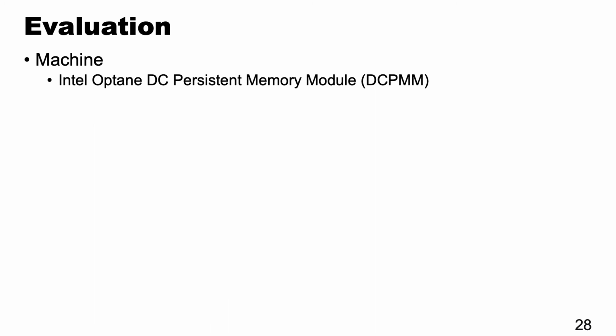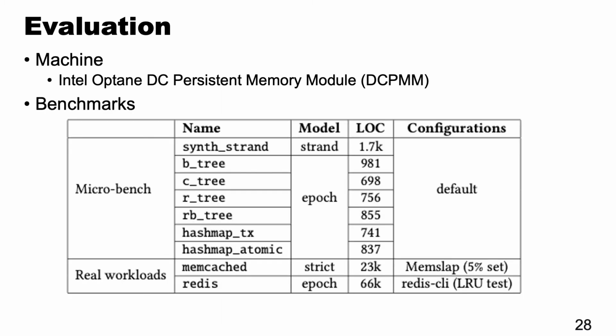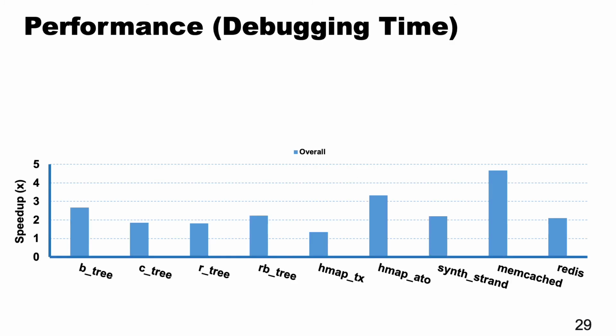We evaluate PM Debugger on a machine with the Intel Optane DC persistent memory module. To evaluate PM Debugger, we choose 8 micro benchmarks and 2 real-world workloads, Memcached and Redis. The first evaluation shows the performance. The y-axis shows the performance speedup of PM Debugger over pmemcheck. The figure shows the overall speedup.